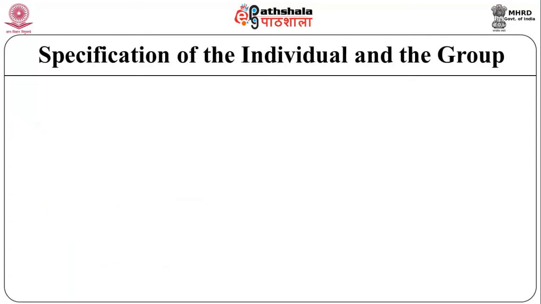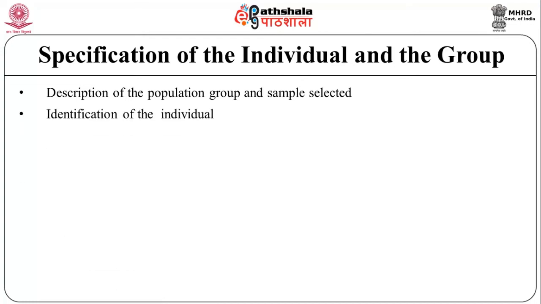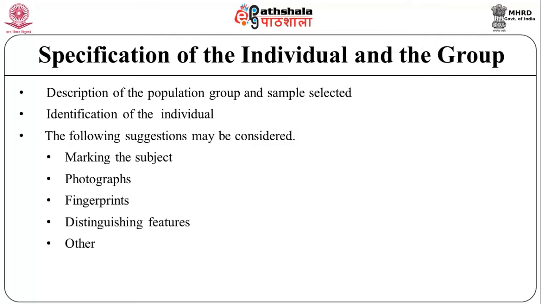Next comes the specification for the individual and the group, description of the population group and sample selected. For each technique related to data collection during biological anthropological fieldwork, sufficient information is to be recorded to make possible the clear identification of both the subject of the examination. The following suggestions may be considered. For example, marking the subject, taking photographs, taking fingerprints, distinguishing features, some other characteristics.